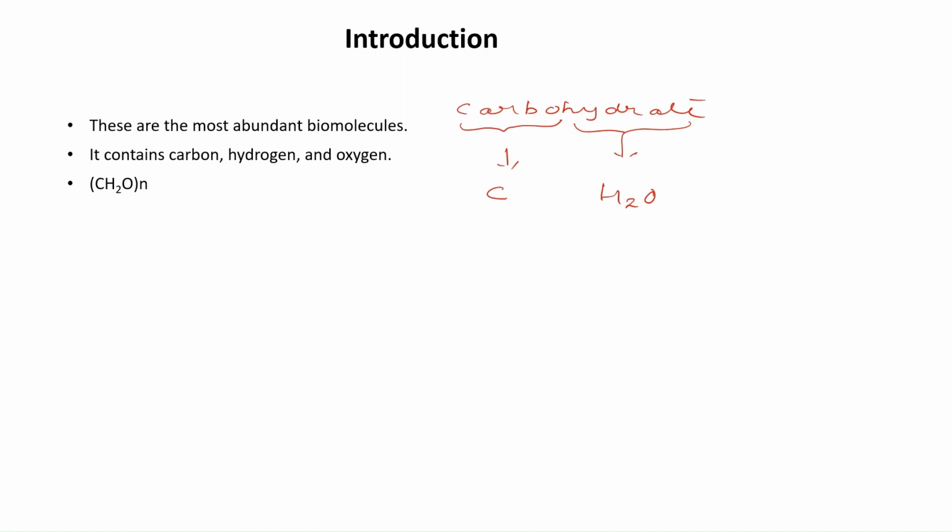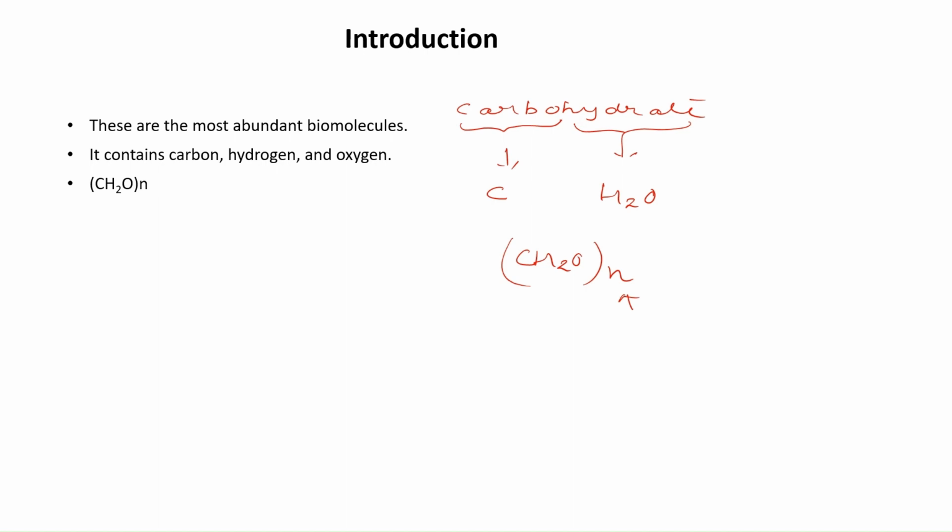What is its chemical formula? The chemical formula is C for carbo, H2O for hydrate, whole N. Why N? Because carbohydrate contains more than one carbon and hydrate molecules. Hence, the N is used. Clear? So, carbohydrate means the hydrates of carbon. So, it contains carbon, hydrogen and oxygen. The chemical formula is CH2O whole N. Why N? Because it contains more than one carbon and hydrate molecule.